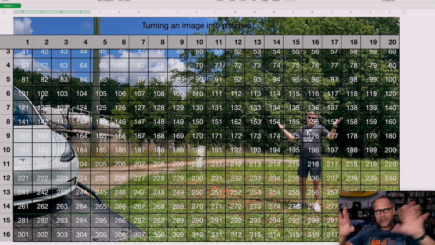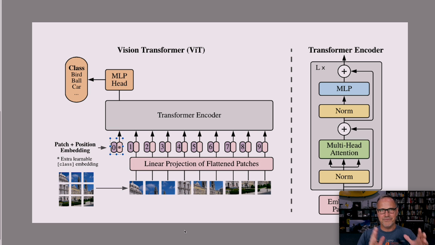And of course, you can break this up and do all of these operations simultaneously, which means it's really, really good on a GPU or potentially full self-driving hardware. All right, so that's vision transformers.